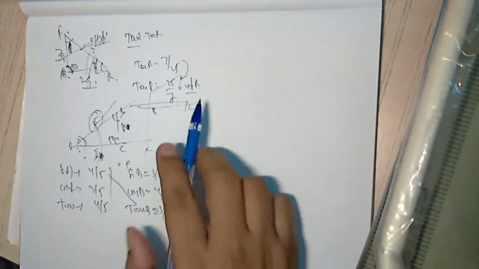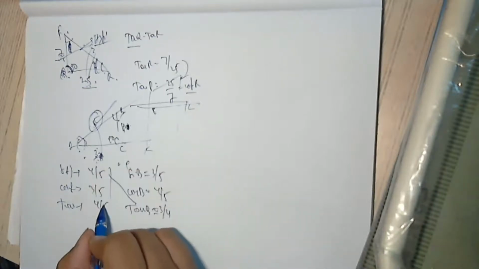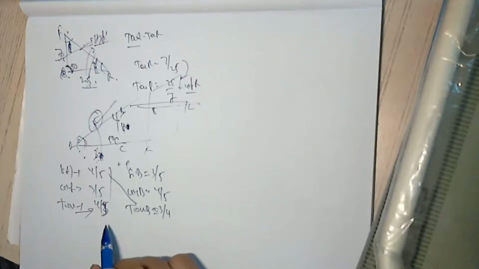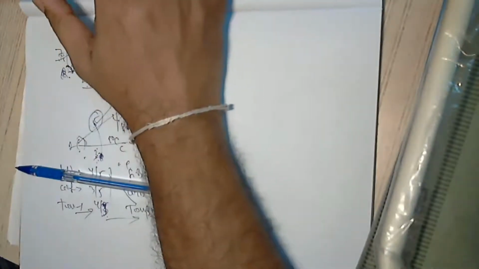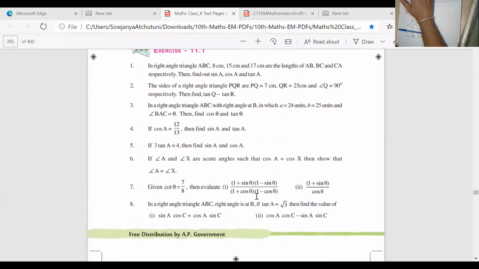Tan A is 4 by 3. Tan A is what? 4 by 3. Not 4 by 5, 4 by 3. So this is tan B, 3 by 4. So like that we can find out things. Let us see this question 7. Cot theta is 7 by 8, and evaluate these things, 1 and 2.